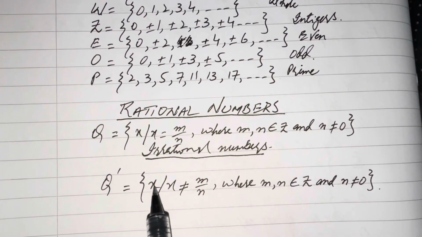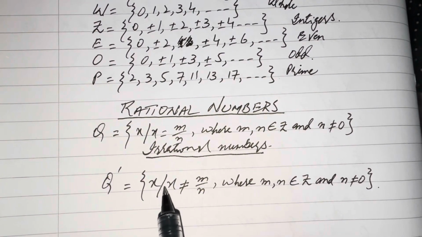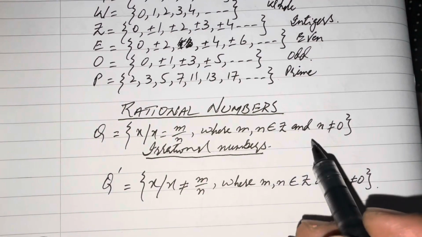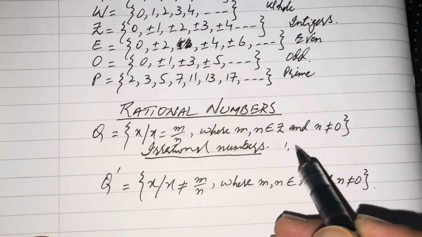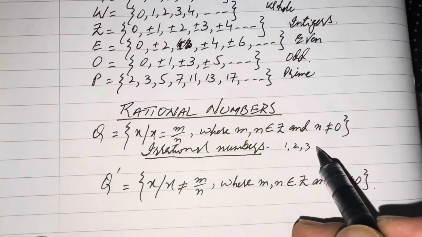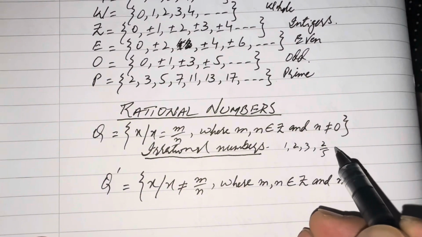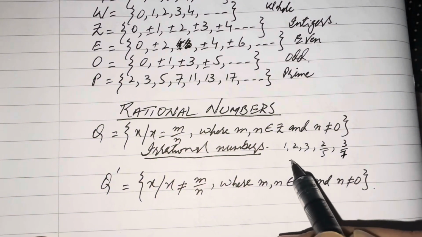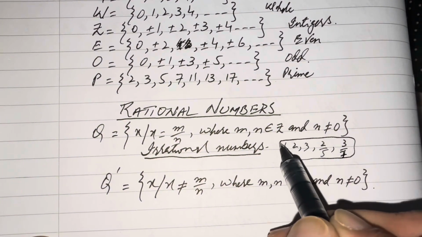If we take examples of rational and irrational numbers, rational numbers can be written as 1, 2, 3, 2 over 5, 3 over 7. These are examples of rational numbers.